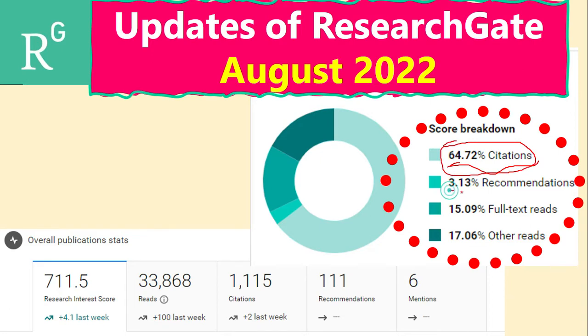And you see here recommendations, the full text reads, and other reads. You can see that previously the score was like 30, 35, something like this. Now it is in the hundreds and thousands. Okay, so let's get started.